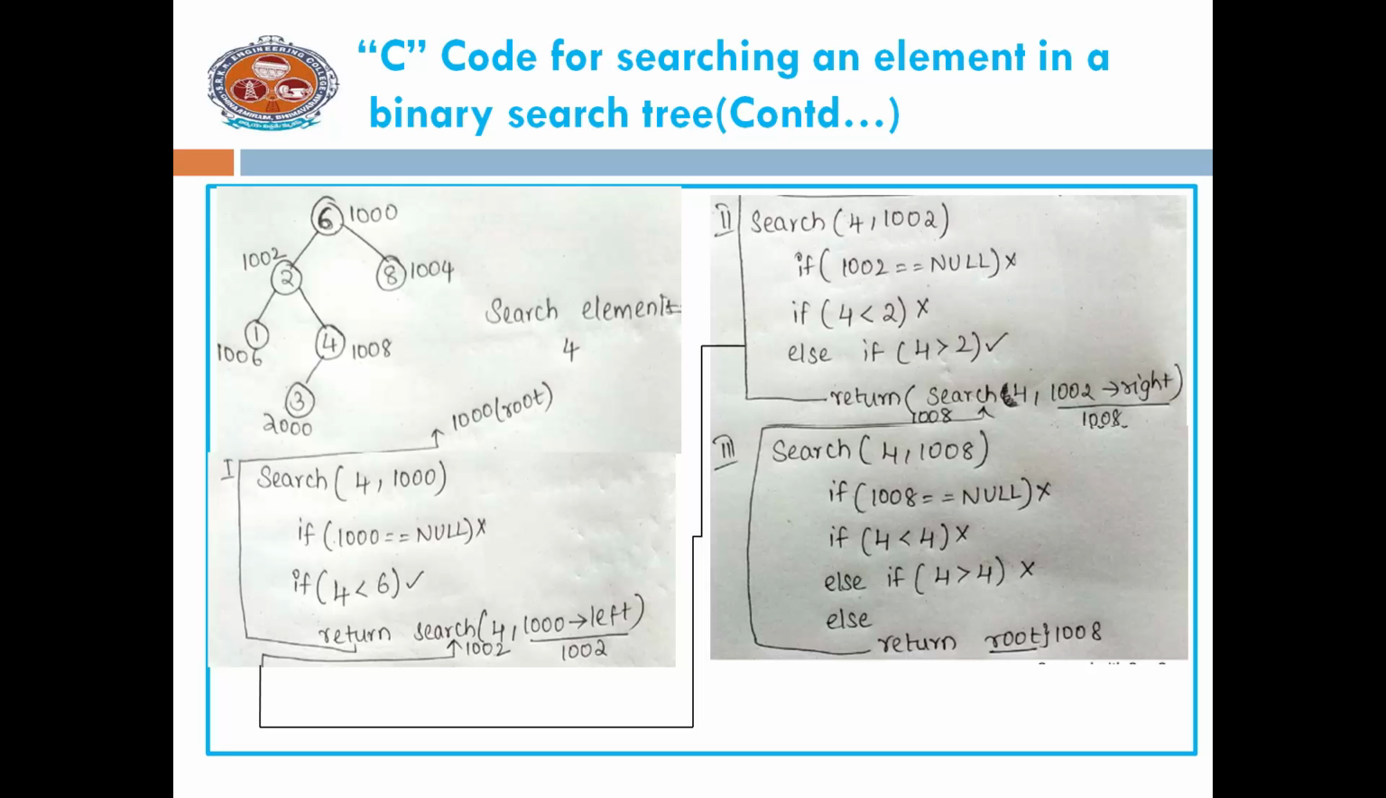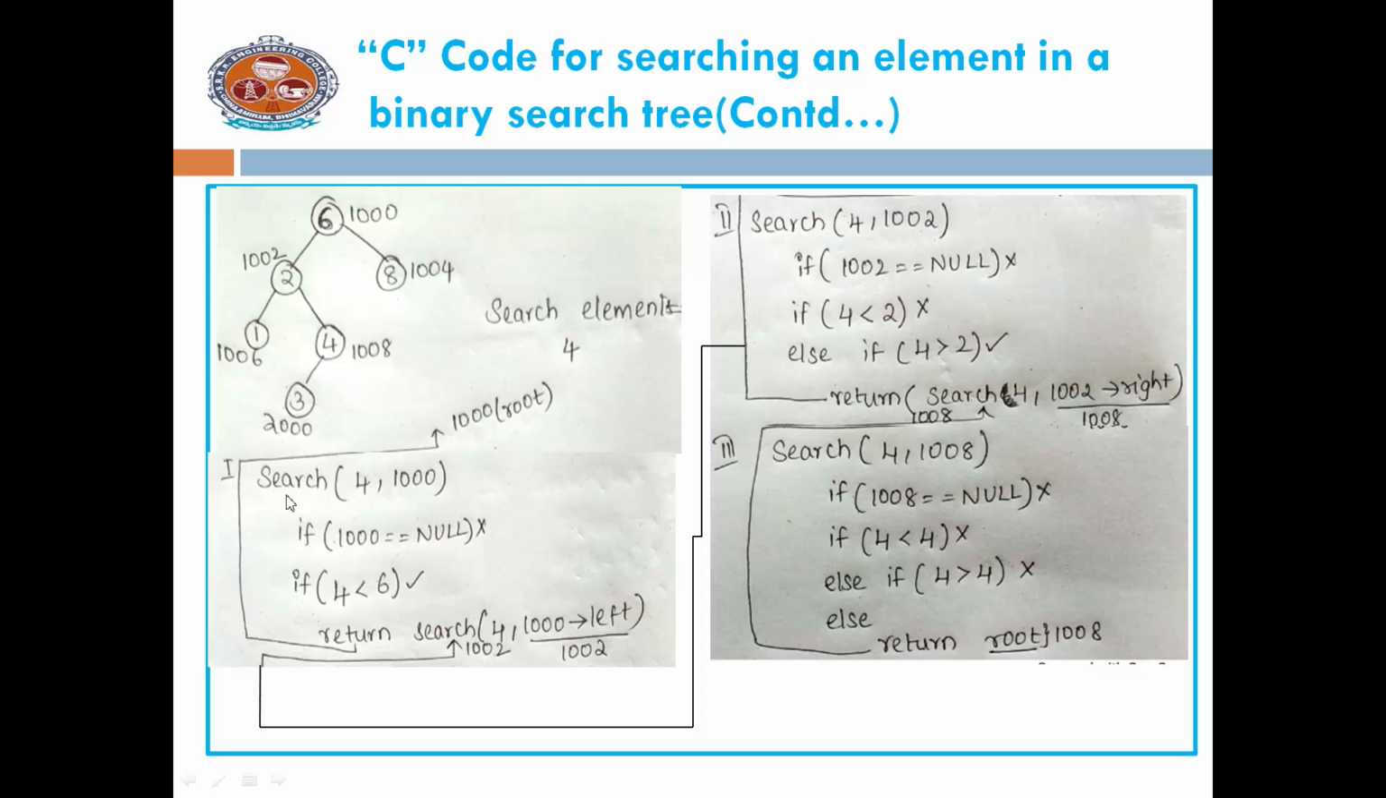So this is an example where I am explaining the trace, how you have to follow, how you have to know how recursion takes place here. So I have taken an example here. This is my example tree and I have assigned some address locations for each and every node. Initially, in this existing tree, I have to find whether node 4 is present or not.